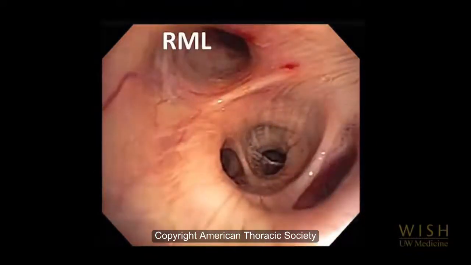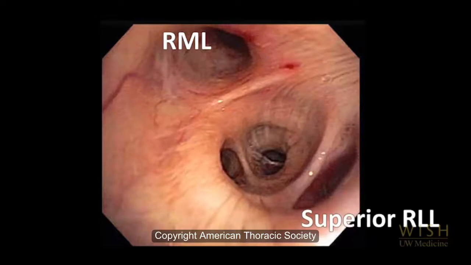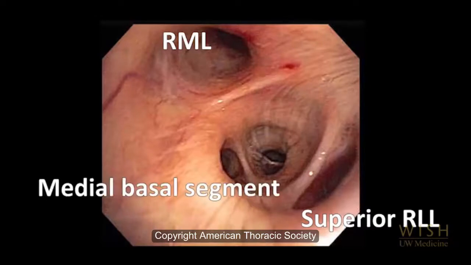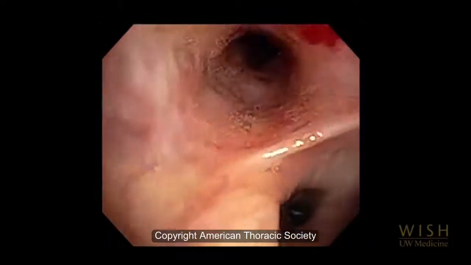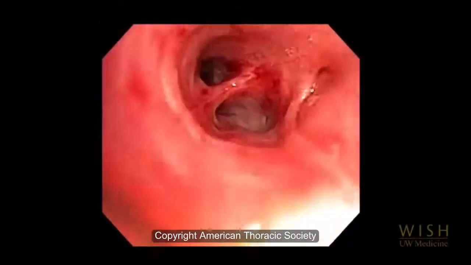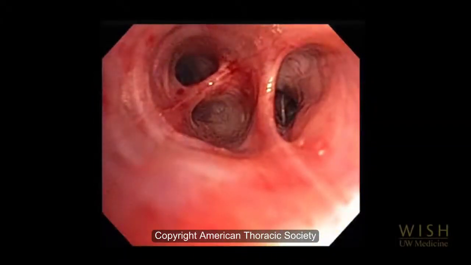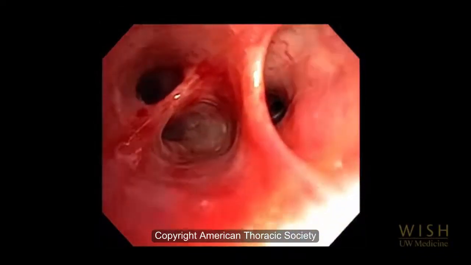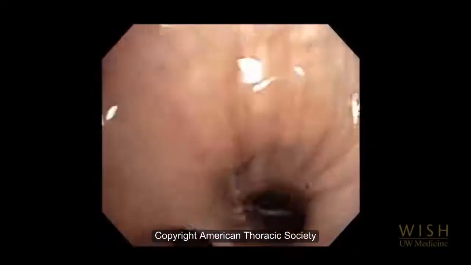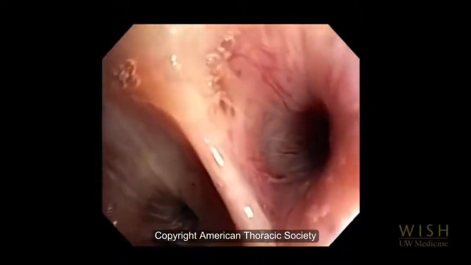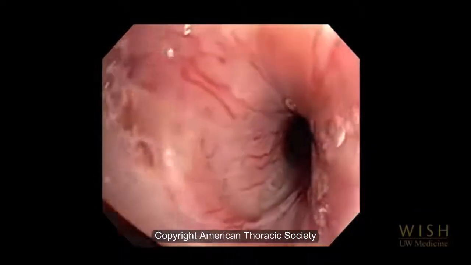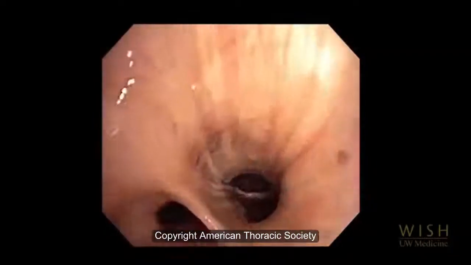The right middle lobe takes off anteromedially. The superior segment of the right lower lobe takes off posteriorly, at the level of the right middle lobe bronchus. The medial basal segment takes off medially. The right lower lobe bronchus continues caudally. The right middle lobe has 2 segments, medial and lateral. We then inspect the superior segment, and then the medial basal segment.